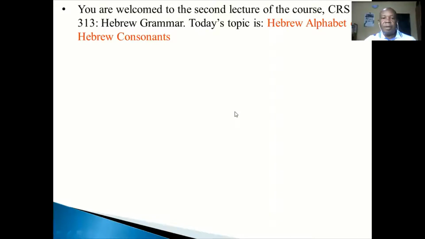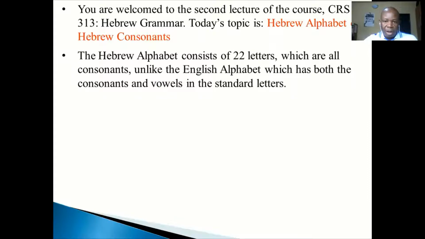Okay, so we are talking about the Hebrew alphabet, or you call it Hebrew consonants. That is lesson number 2 in your study material. It has 22 letters. I'm sure you are acquainted with that already. Just like the English alphabet, how many letters does it have? Well, that is not before us. What we're studying now is the Hebrew alphabet. It has 22 letters.